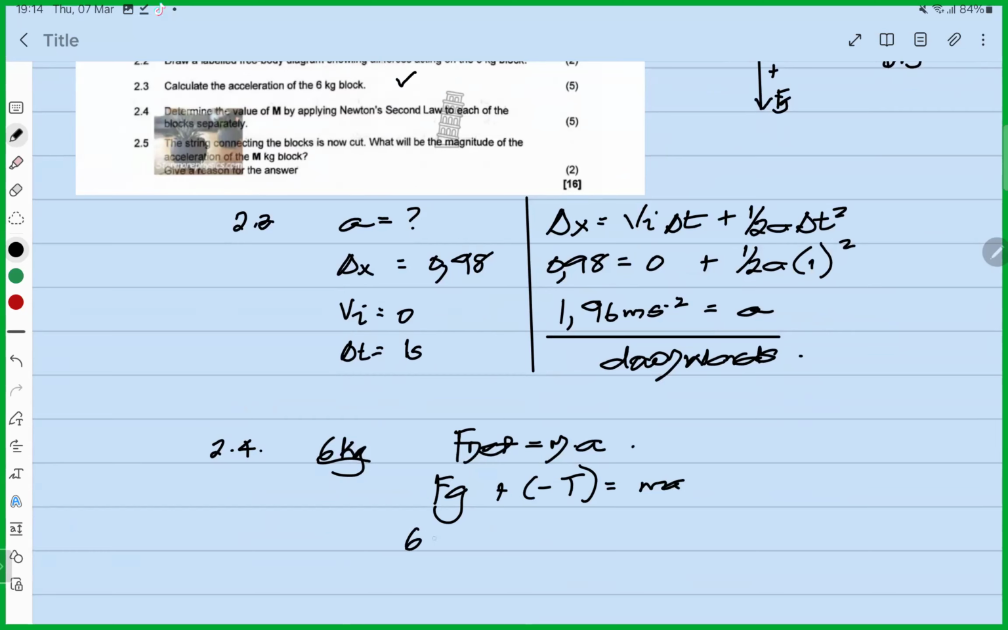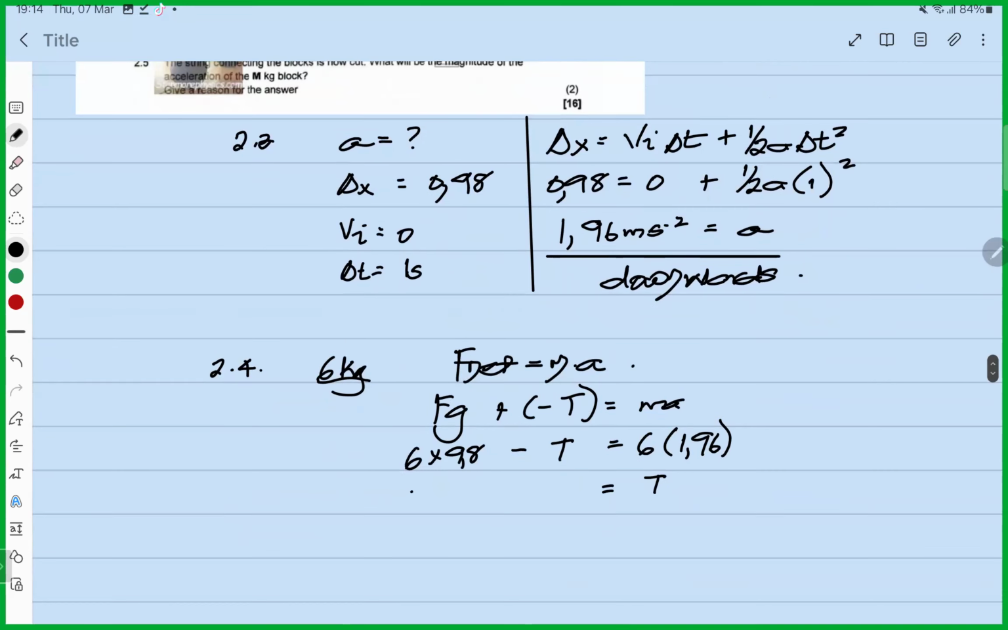Your Fg will be 6 times 9.8. Your T, we don't know. Your mass, 6, and the acceleration, 1.96. So from here, T is 6 times 9.8, please. 58.8. 6 times 1.96, someone? 11.76, sir. 76, thank you. So that's your first equation.